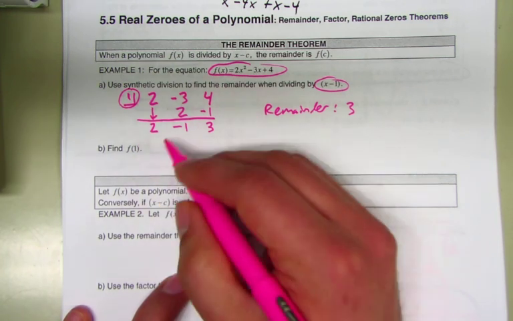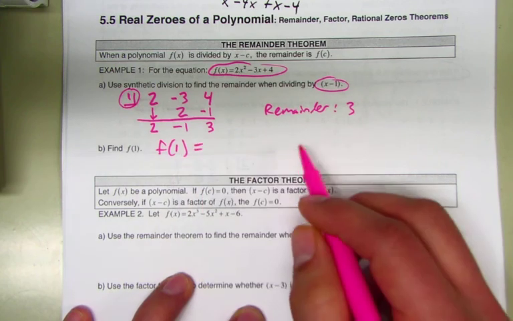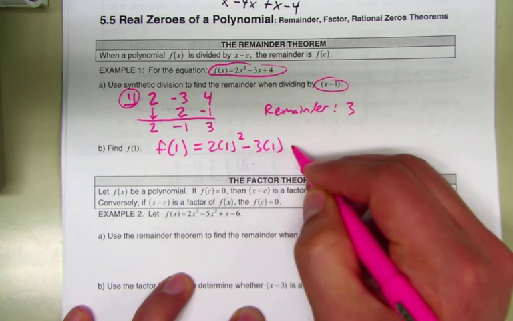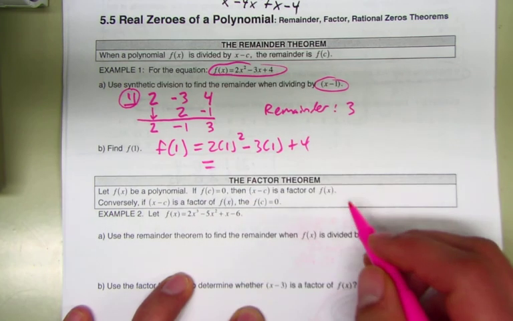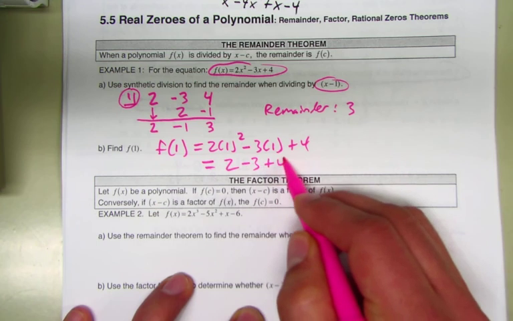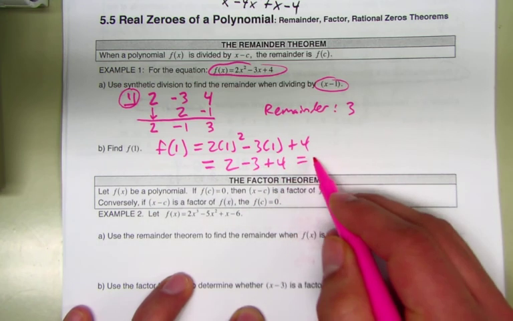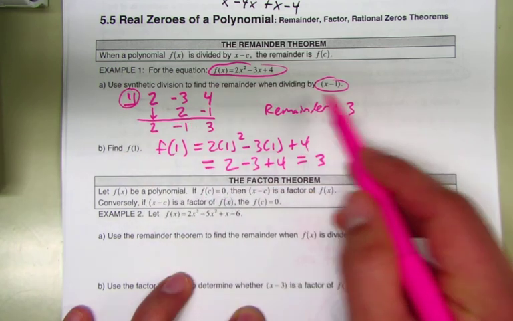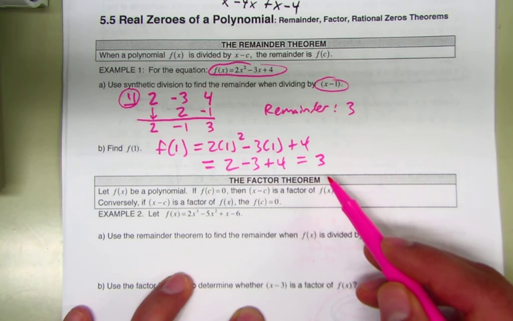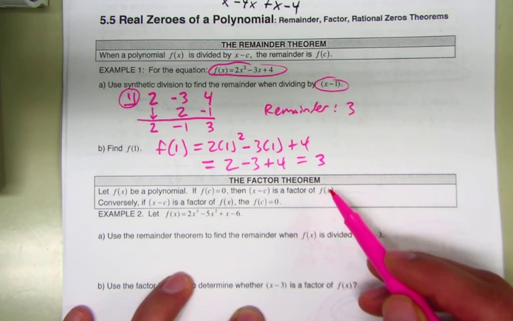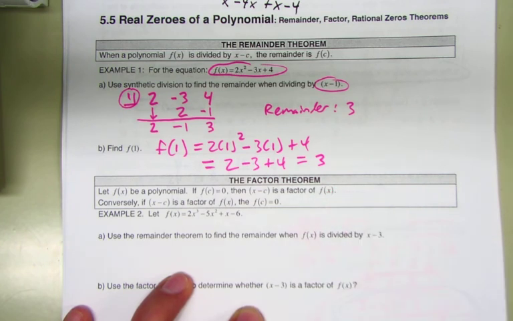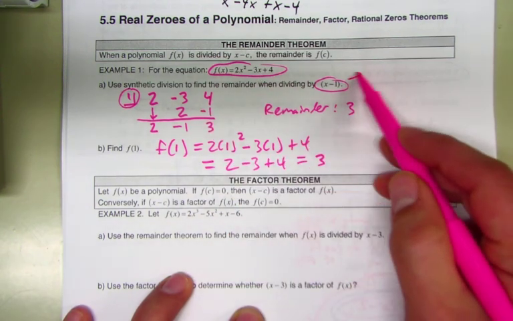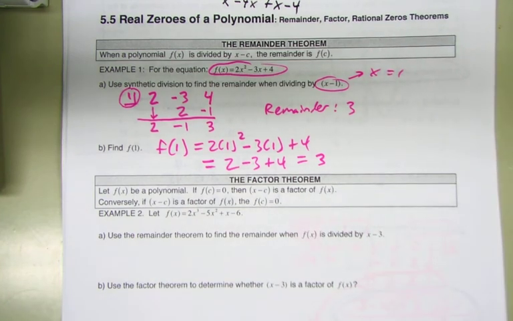Okay, so if you just plug in 1, we get 2 times 1 squared minus 3 times 1 plus 4. And if you simplify, 2 minus 3 plus 4 is equal to 3. So regardless of whether you do synthetic division or if you just plug in the potential root, which is 1, you get the same answer. You guys see how that works? Okay. So you have two options now to find a remainder. Either do synthetic division like we learned last week, or just plug in 1, and you get your remainder that way. Okay?